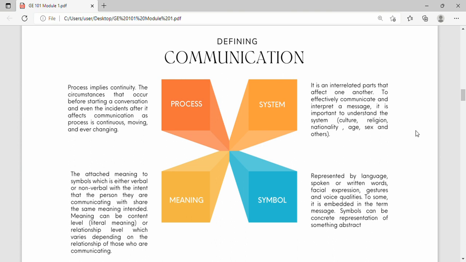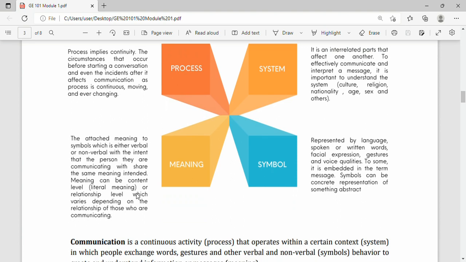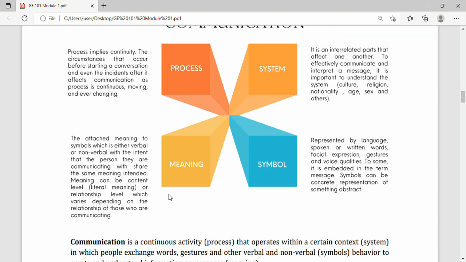Also, let's have the last one. Ito yung meaning. The attached meaning to symbols, which is either verbal or non-verbal, with the intent that the persons they are communicating with share the same meaning intended. Meaning can be content level or relationship level, which varies depending on the relationship of those who are communicating. Alright, so yung meaning daw, of course, alam natin ang ibig sabihin ng meaning. Yung mayroong ibig ipakahulugan yung mga ginagawa natin or sinasabi natin.